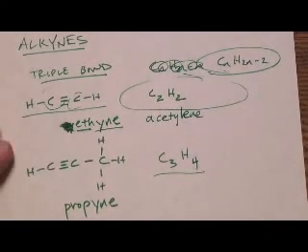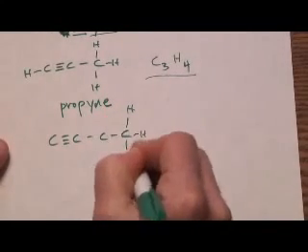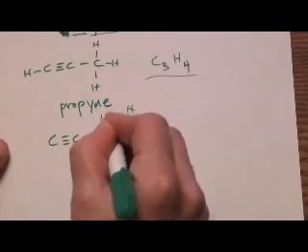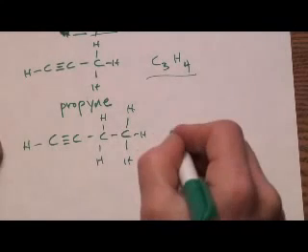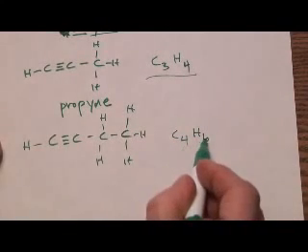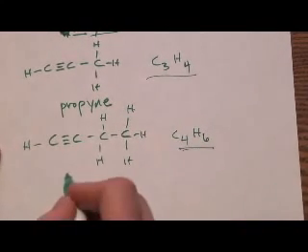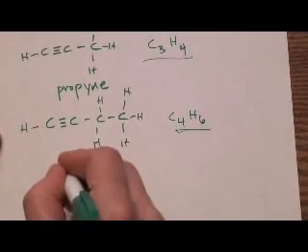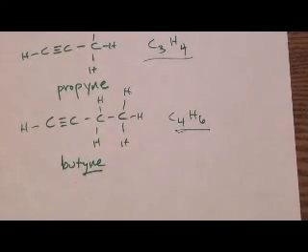The third most common would be a carbon-carbon triple bond and two more carbons. And this one, of course, would have 1, 2, 3, 4, 5, 6 hydrogens around it. So it would be C4H6. So 2n, 8, minus 2 would be 6. And this, of course, since it has four carbons, would be called butyne. Notice it has a Y-N-E ending.